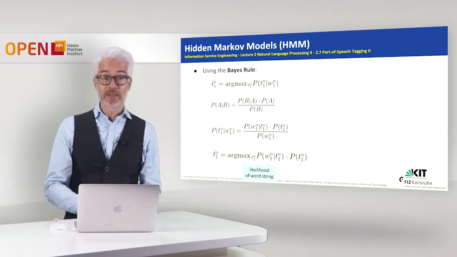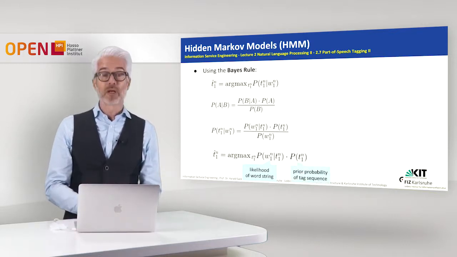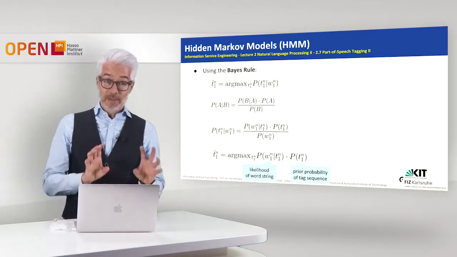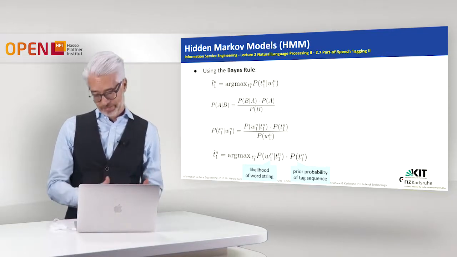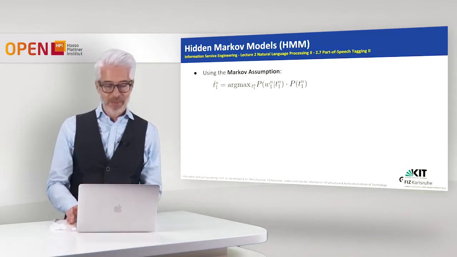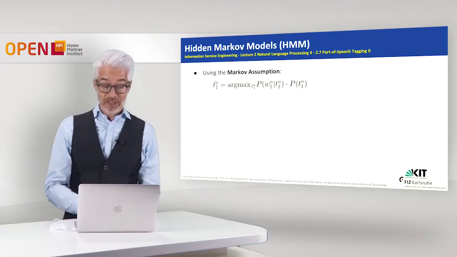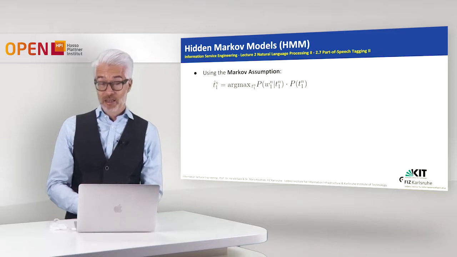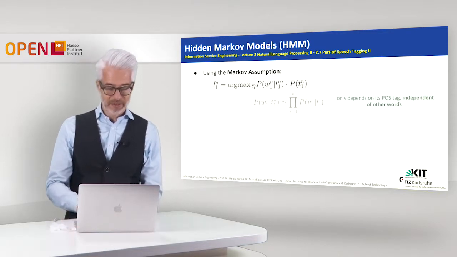It's the same result. And you see here, this one is the likelihood of the word string, and the other one here is the prior probability of the tag sequence. Okay, this now simplifies our problem, but on the other hand, we'd have to take into account an entire sequence of length n, which might be more or less complicated. And this is again where the Markov assumption comes into place. You remember the Markov assumption? Instead of taking into account the entire sequence, we only take into account the most recent past that occurred. You know, like in these bigrams, for example, that we have studied.